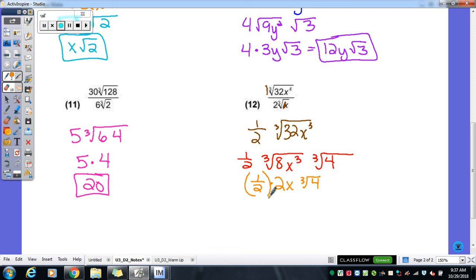And we multiply by 1/2. Whether you want to put the 1/2 in parentheses or just put your multiplication dot, it really doesn't matter which one you have. So 1/2 times 2 gives us 1. So we've got 1x cube root of 4, or you could just write it as x cube root of 4. Remember, those are the same thing. It doesn't matter whether you put the 1 there or not.